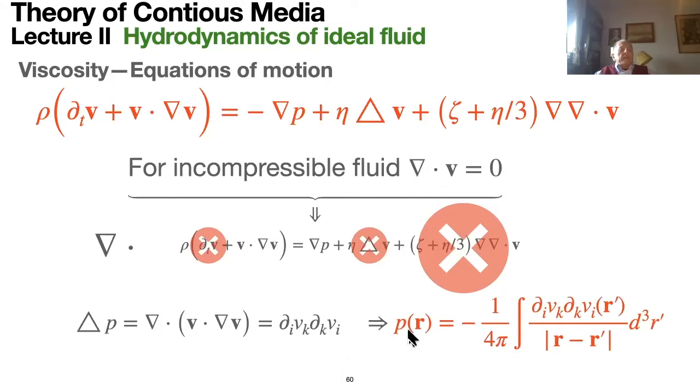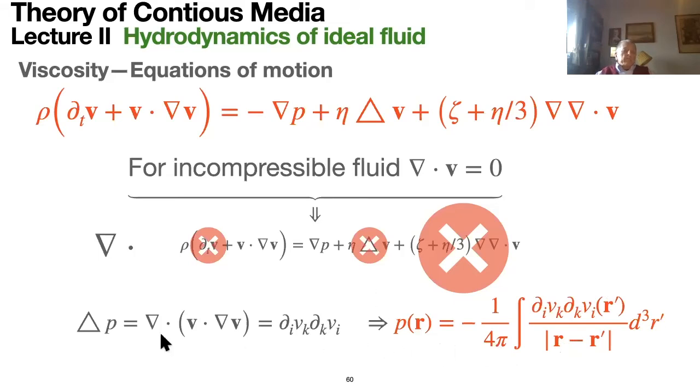And let me solve that equation. The solution is that the pressure is given as an integral of this quadratic form in the derivatives of the velocity, calculated at the point r prime. This is not very aesthetically written. This dependence on r prime refers to all terms in the numerator of that fraction. And this is an integral. Why is it that integral? Well, because if you apply the Laplacian to the pressure, we have to apply the Laplacian to the 1 over r. And as you know, the Laplacian of 1 over r is a delta function. And therefore, we get this expression.